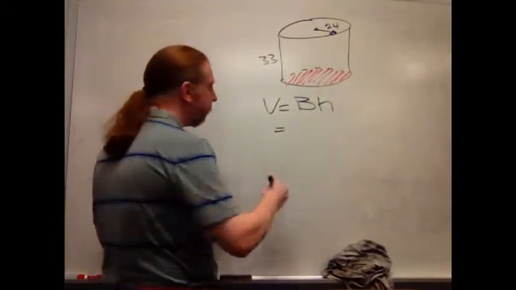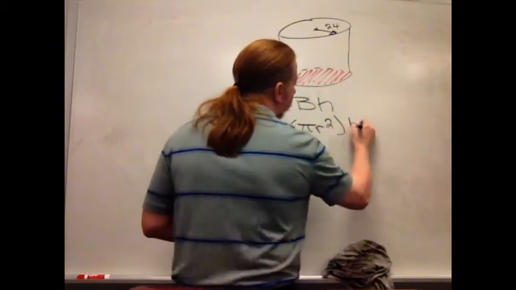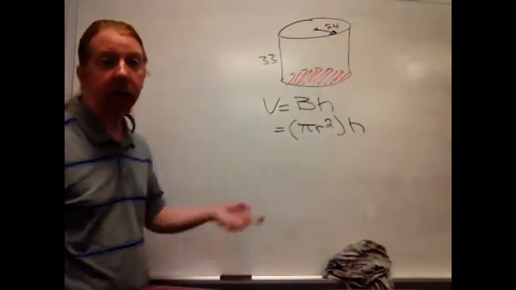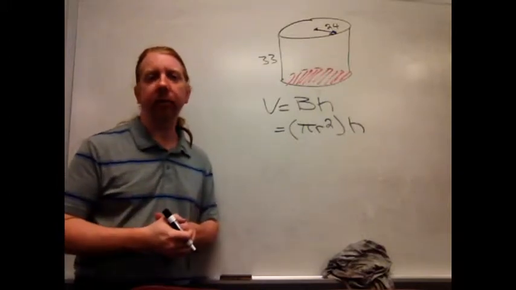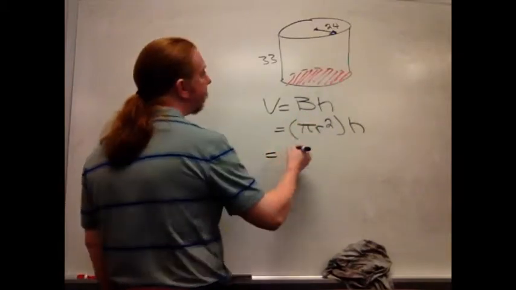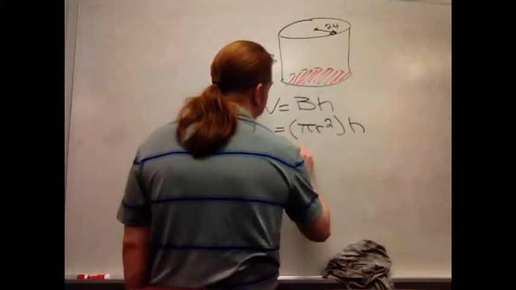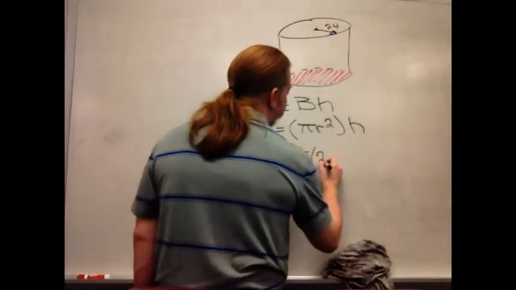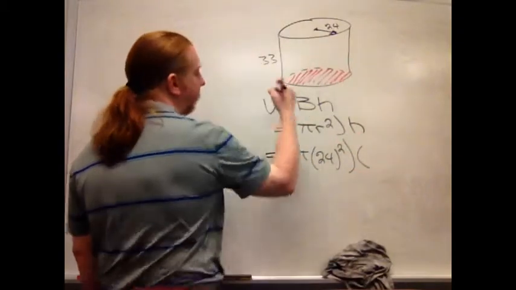This area of a circle is pi r squared. And I'll be multiplying that by the height of this known prism. There's a little bit of a give and take on this that you have to consider. Now, I can go ahead and plug what I know in. It's a circle. The circle has a radius of 24. So pi times 24 squared times a height of 33.